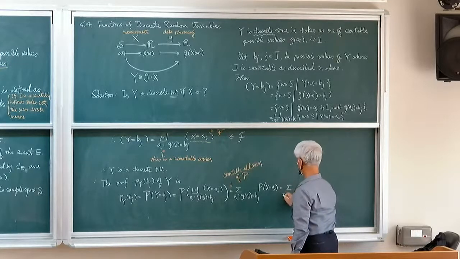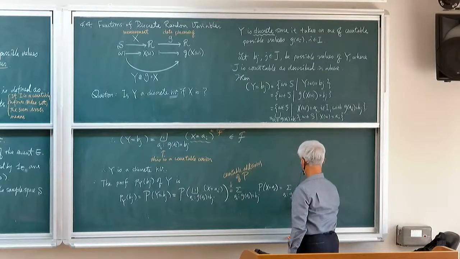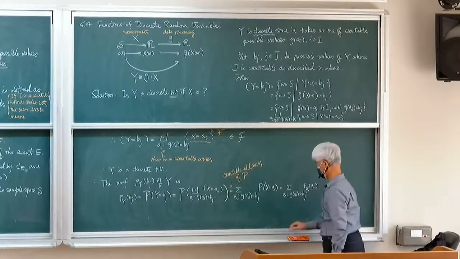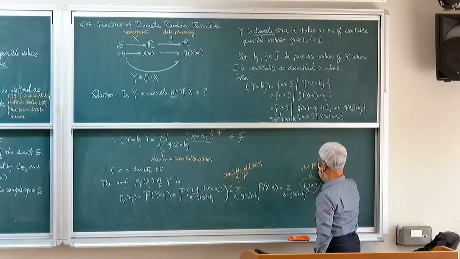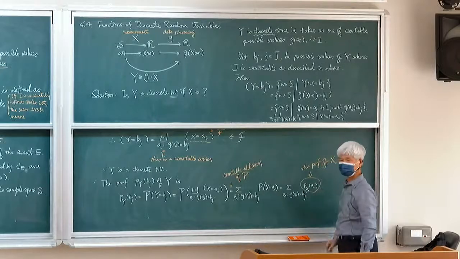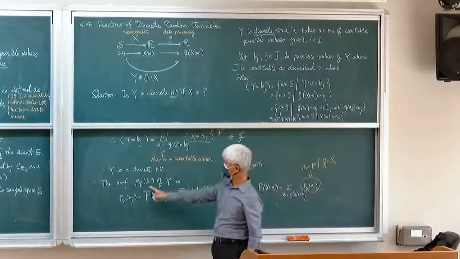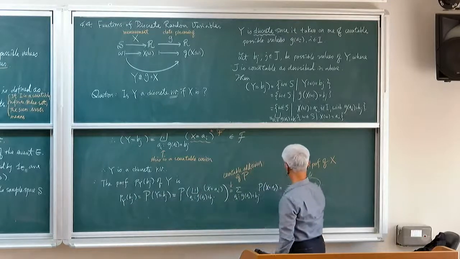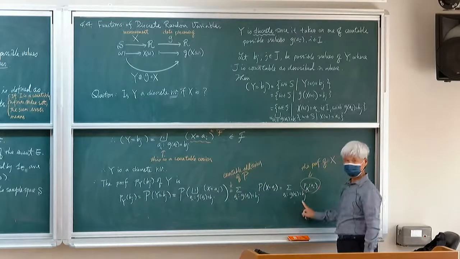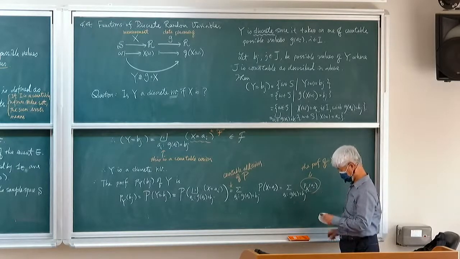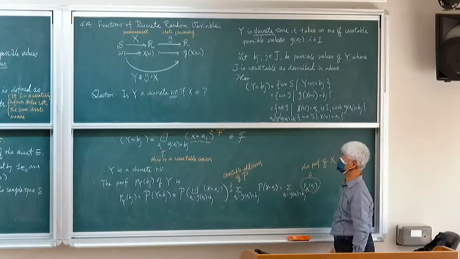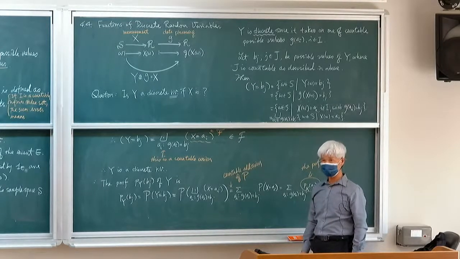And so finally it is the sum over a_i such that g of a_i equal to b_j of P of x equal to a_i. Okay, so this one is the PMF of X. So the PMF of Y can be expressed by the PMF of X. Any questions?